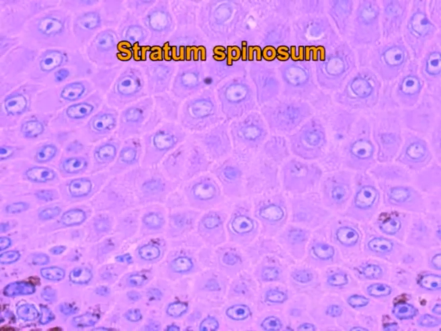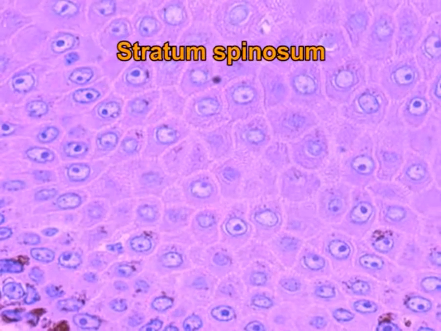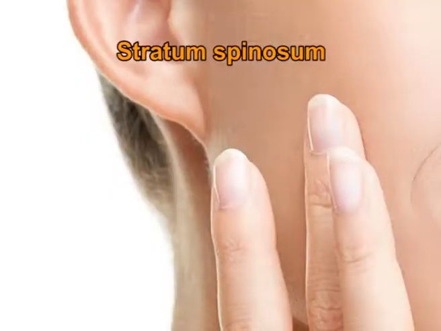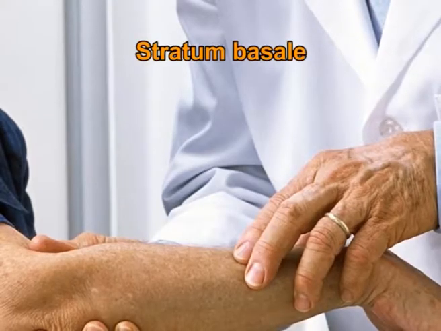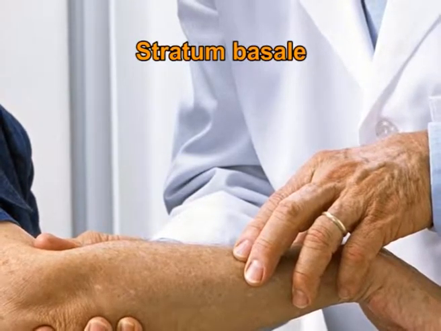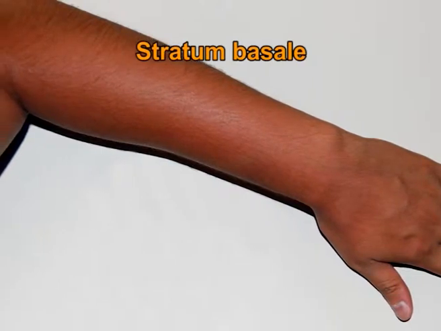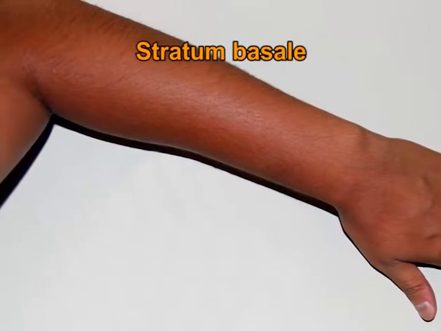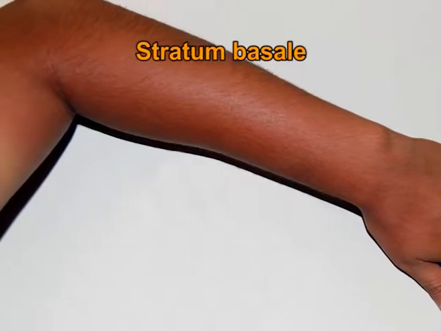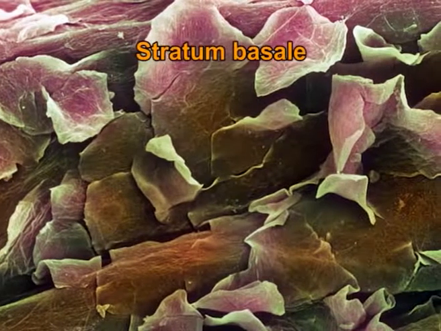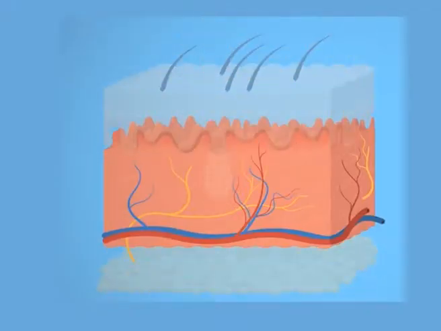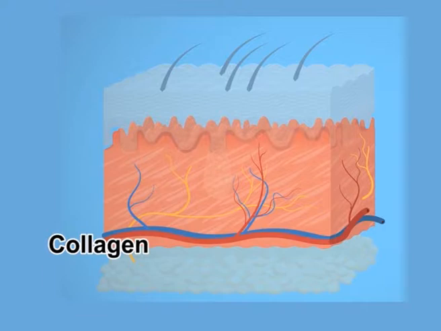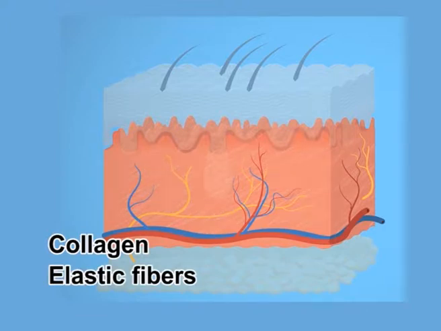Stratum spinosum contains the keratin producing cells that were formed in the stratum basale. Keratin is a major structural component of the outer layers of skin. Stratum basale forms the deepest layer. The cells of this layer continuously divide and form new keratinocytes to replace the ones that are constantly shed. This layer also contains melanocytes, which are the cells that produce skin coloring. Dermis. This lower layer of the skin contains collagen and elastic fibers that give strength to the skin.